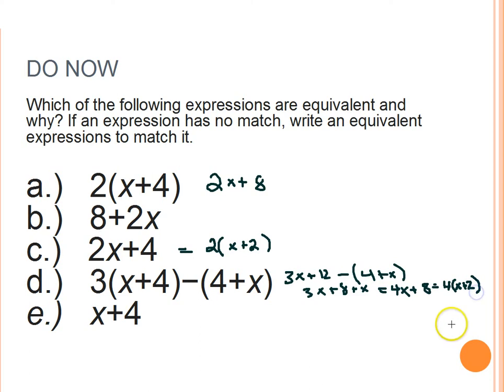So here again, we don't have a match because this was pulling out a factor of 2. This is pulling out a factor of 4, so that's not a match. And then I don't see a match for x plus 4, but I can rewrite this by pulling out a common factor of 1 and rewriting it using the distributive property, which would mean the same thing.